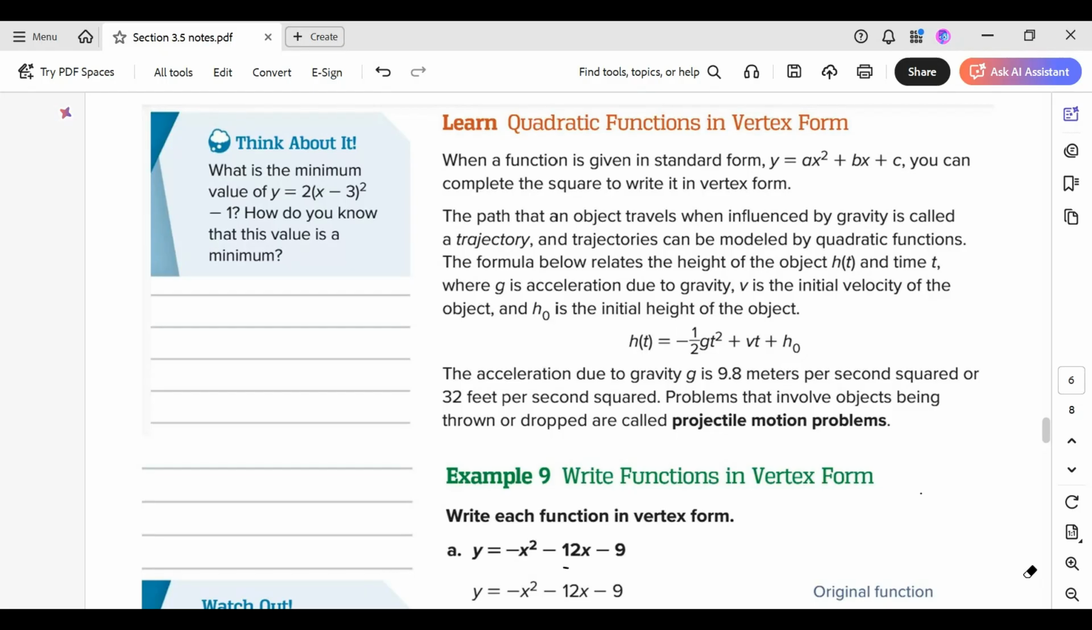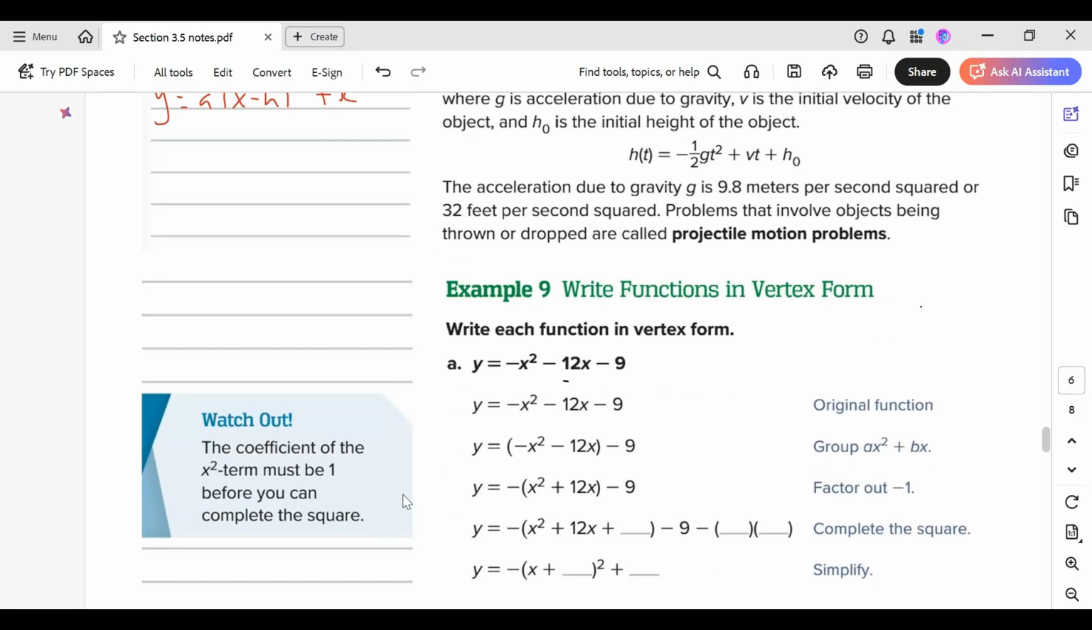Learning quadratic functions in vertex form. In previous lessons, we established the formula that said y equals a parentheses x minus h squared plus k. So in example 9, they want us to write functions in vertex form. So I'm going to explain it a little bit different than the way it's written for you. So on A, it says y equals negative x squared minus 12x minus 9.